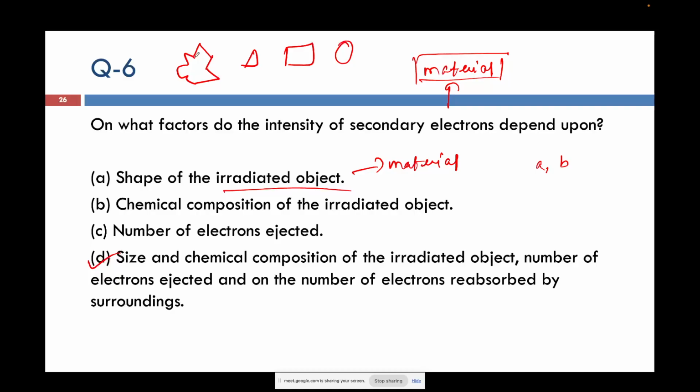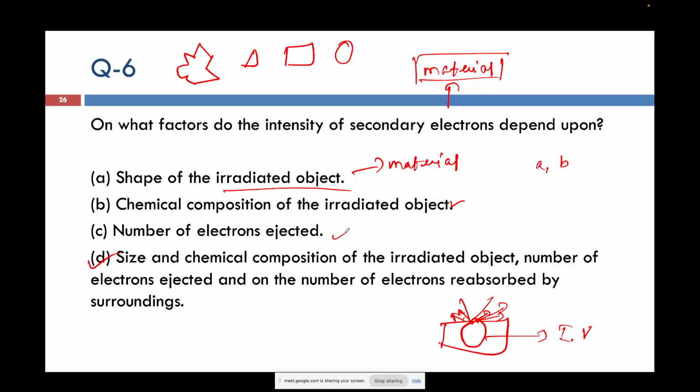So B can be an answer. Number of electrons ejected: if my beam is coming and interacting, giving an interaction volume here, right? So how many electrons are ejected from this sample will also give me some information about the surface. So this might also be an answer.